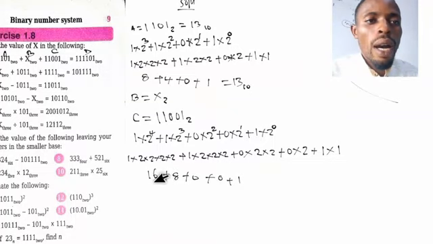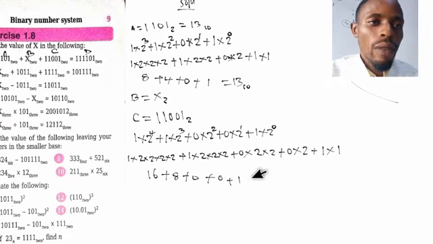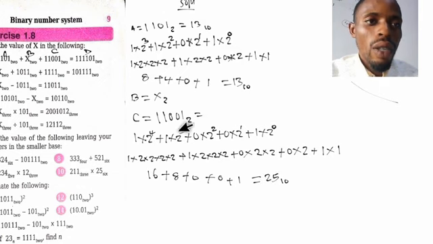16 plus 8 plus 1, we have 25. So therefore, we have 25 here. Here we give 25 in base 10. So therefore, this one in base 10 will give us 25, okay, in base 10. So that was the last one on that, let's cover.